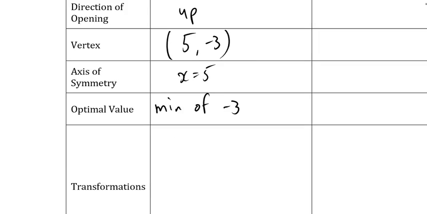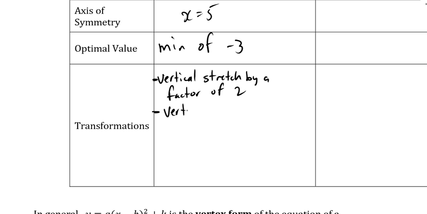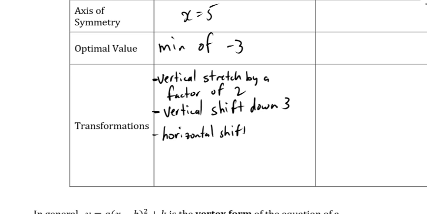Got it. And the transformations, I'm going to do this one. So there's no reflection. It has a vertical stretch by a factor of 2. It has a vertical shift down 3 and a horizontal shift right 5.